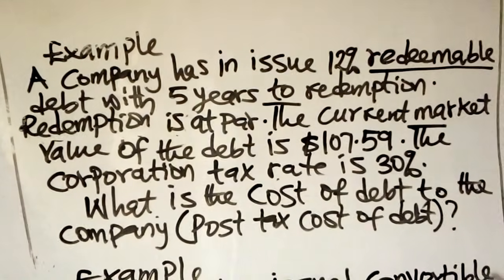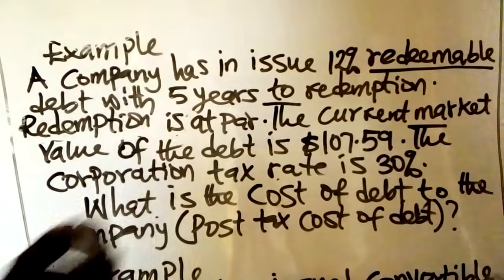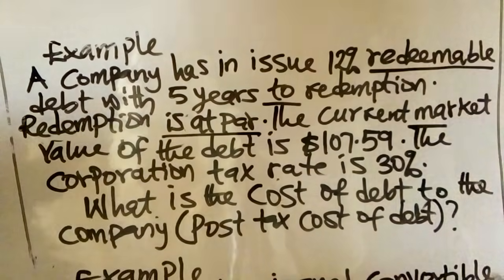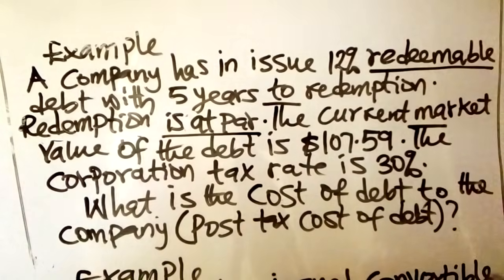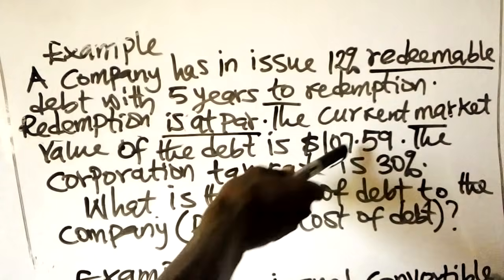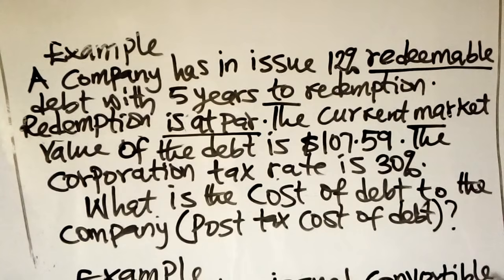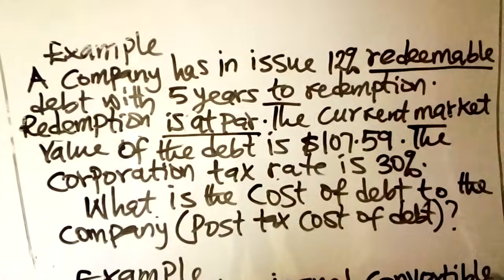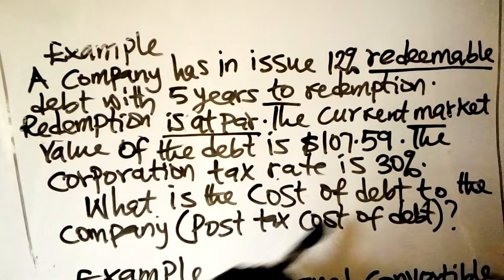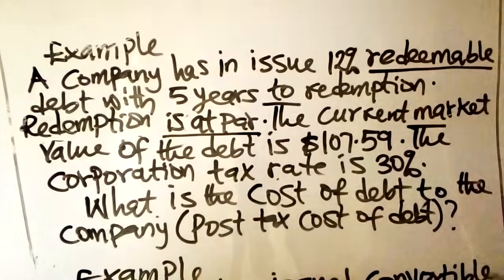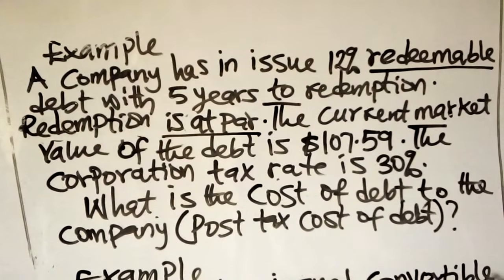Redemption is at par. The current market value of the debt is $107.59. The corporation tax rate is 30%. What is the cost of debt to the company? That is, you have to calculate the post-tax cost of debt.